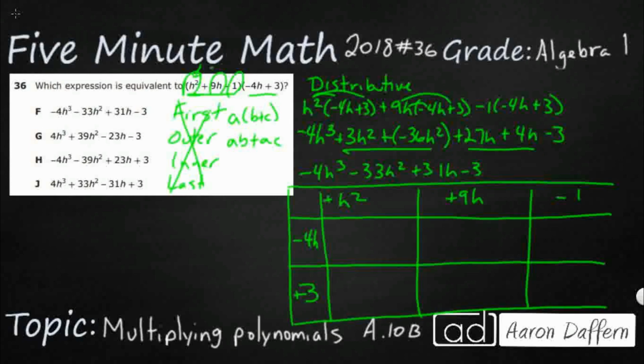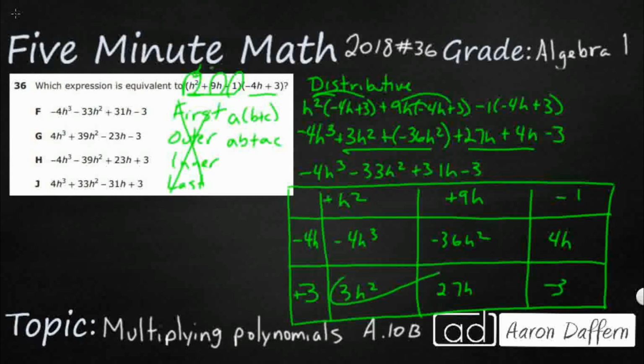I've got my box, and all I need to do here is multiply each term together. So negative 4h and h squared, that's negative 4h cubed. And then I've got my negative 4h and 9h. That's negative 36h squared. Then I've got my negative 4h and negative 1. That's going to be a positive 4h. You're going to notice I'm getting the same terms as I do up here, slightly different order. But we end up simplifying all the same. So I got a 3h squared. I've got a 27h. Then I've got a minus 3.